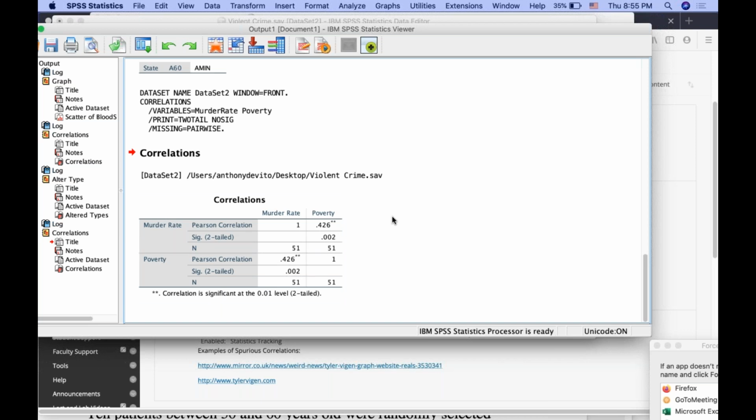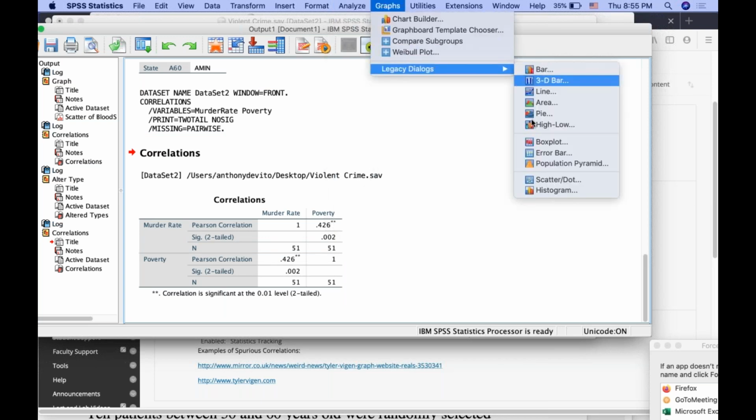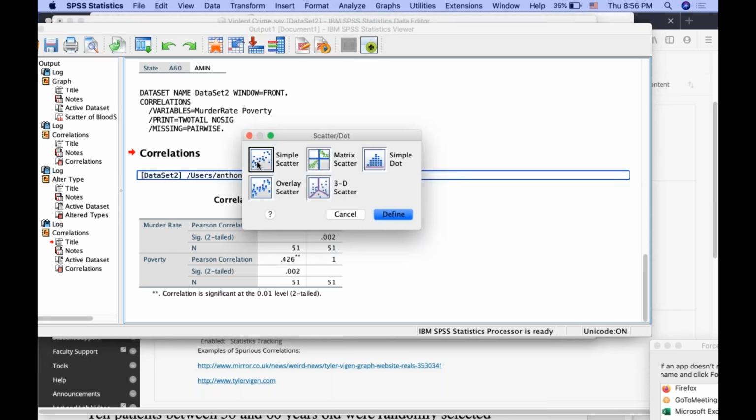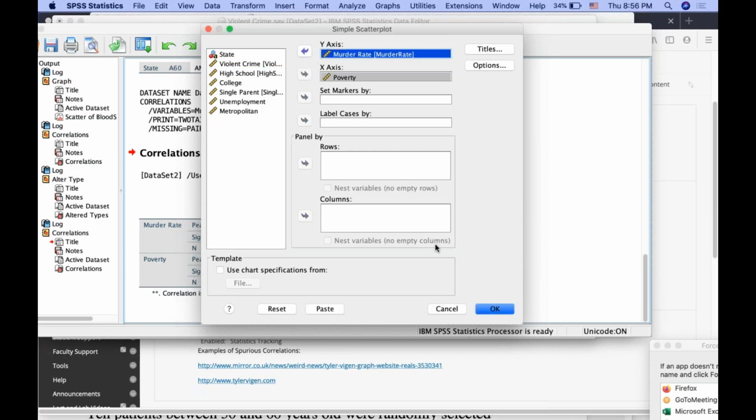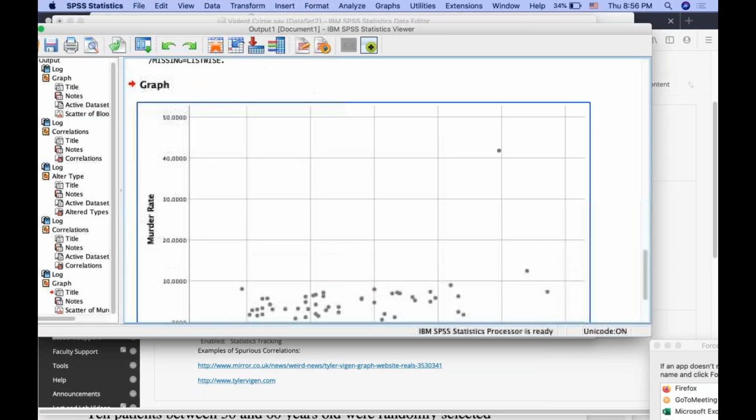So I want to plot this. Let me go to analyze, graphs, legacy dialogs, and scatter dot. I want to get a look at this, and usually it's a good idea to do this anyway. And again, it doesn't really matter which one. I'm going to put the poverty rate on the x-axis and the murder rate on the y-axis, because we were thinking poverty might cause the murder rate to go up. Okay, let's see what this looks like.